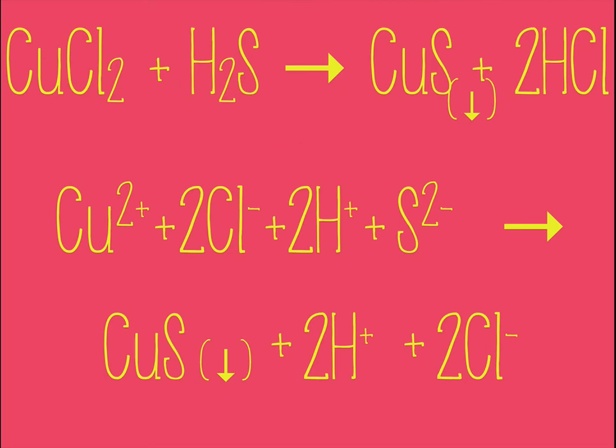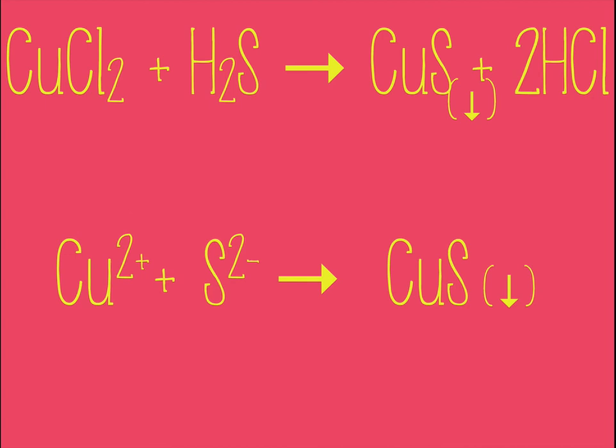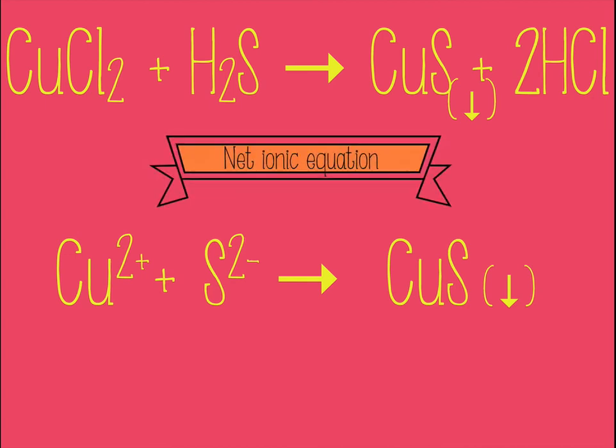Notice the spectator ions that are the same on both the reactants and product side of this equation? We can cross those out. Goodbye chlorine, goodbye hydrogen. Much nicer. The net ionic equation only shows the ions that actually form the precipitate in the reaction.